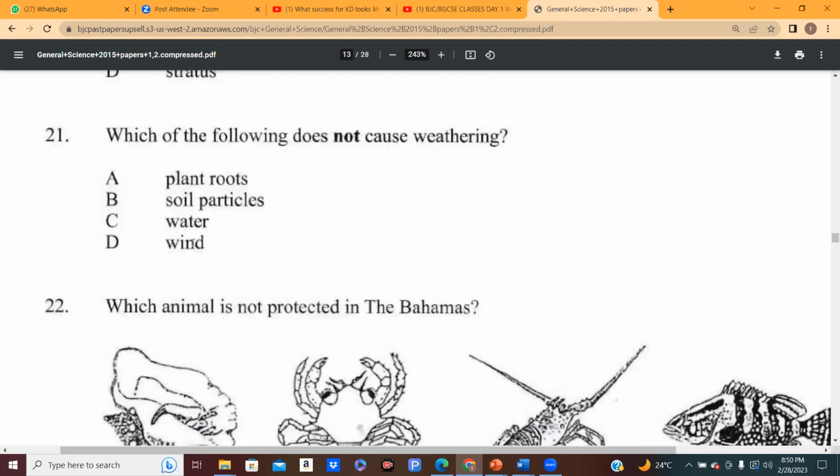Does not cause weathering. Is it B? B, soil particles. Yes, soil particles do not cause weathering. Plant roots could cause weathering because plant roots could break into the rocks. Water does cause weathering because water could beat onto the rocks, and wind could cause weathering as well. But soil particles do not cause weathering.